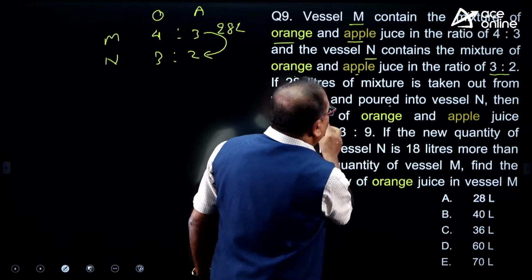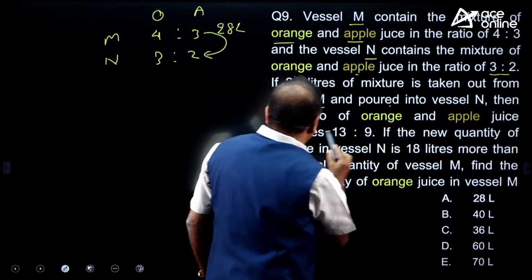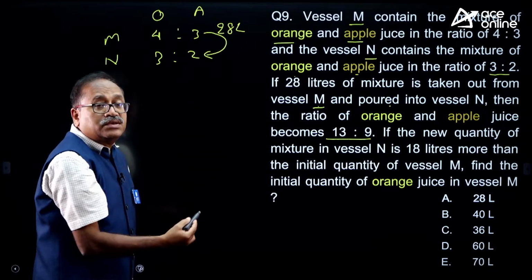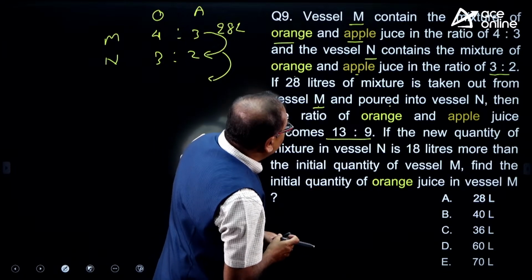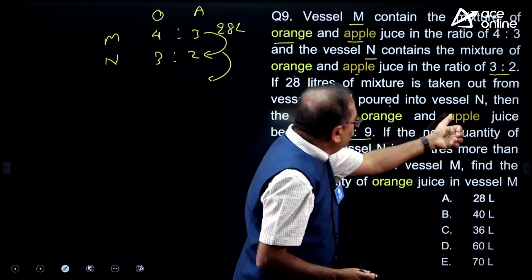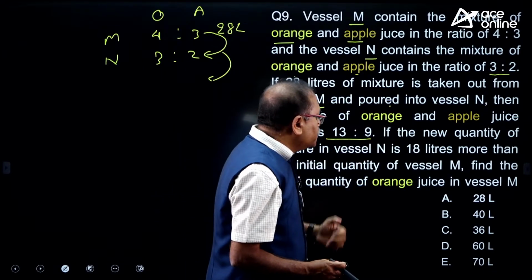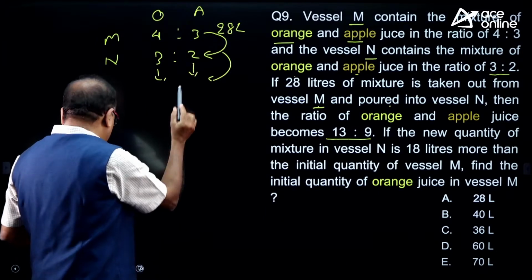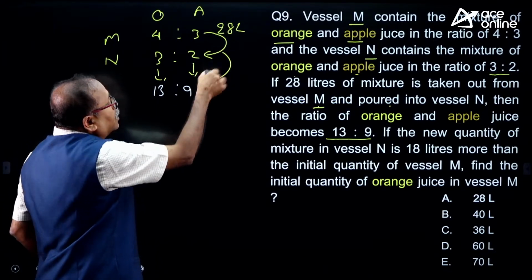It is taken out from M and poured into N. Then the ratio of the orange and apple juice becomes 13:9. After this, apple juice is poured into N, and then the ratio of orange and apple juice becomes 13:9. Here this ratio changes and becomes 13:9 after adding this.